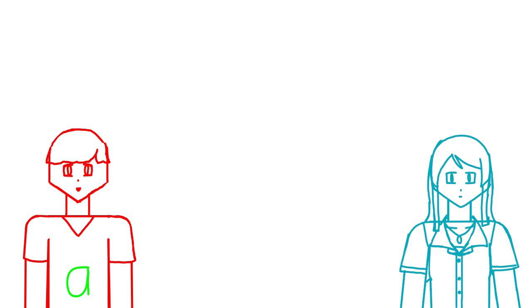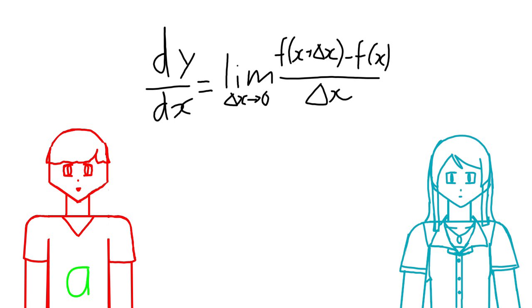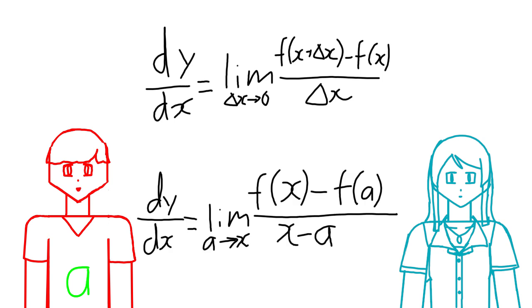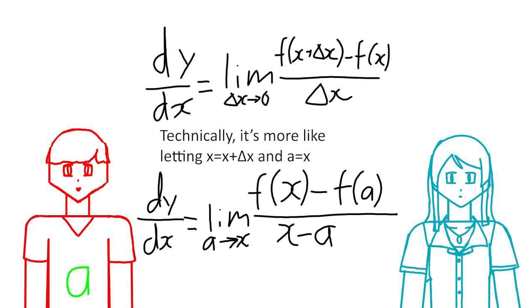Let's review the definition of the derivative. The derivative is defined as the limit of the slope of the line between 2 points of a function getting closer together. In maths language, it is written like this. Hey, that's different from the definition I learned. My definition looks like this. Well, both of the definitions are the same if you let delta x equal x minus a.